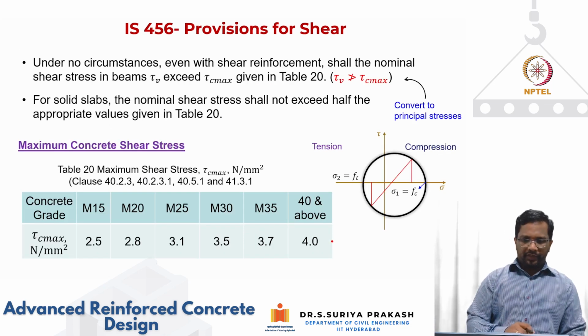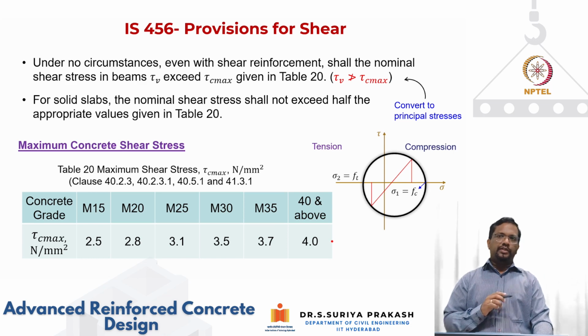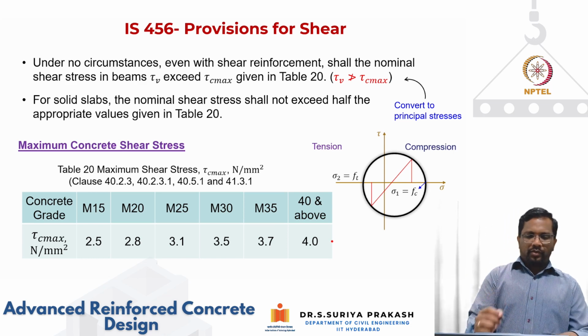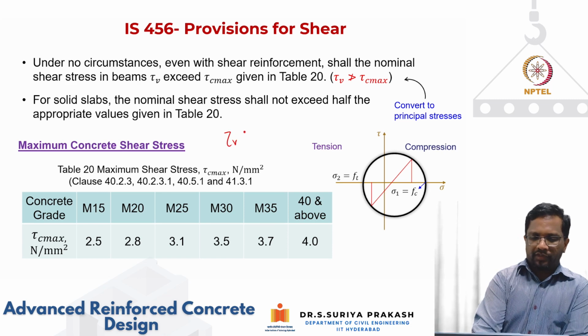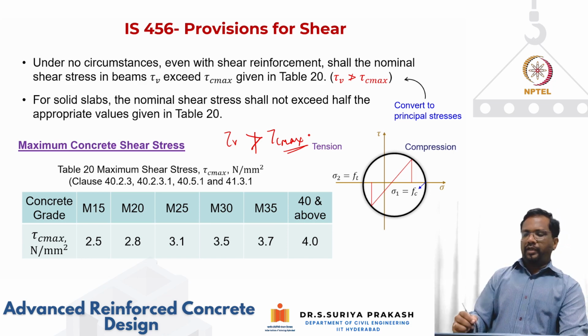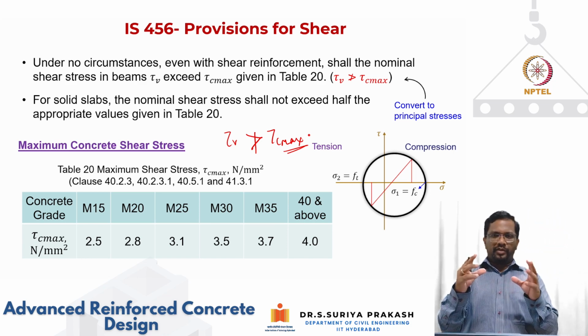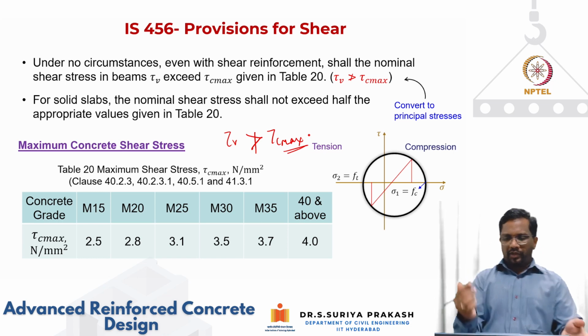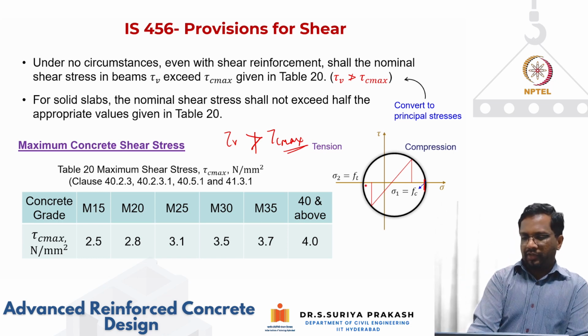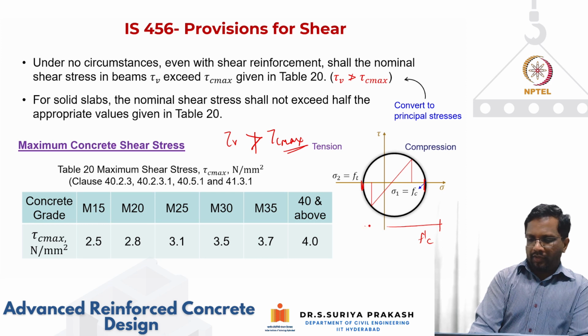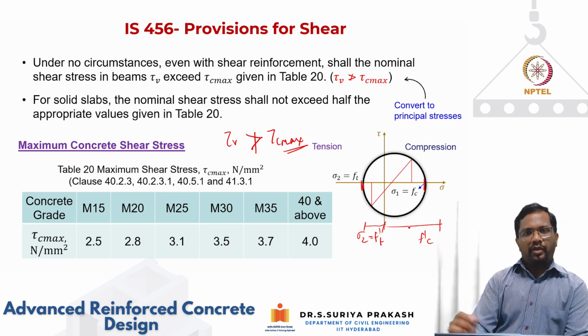Now Pu is the axial compression, Ag is your gross area, and fck is your characteristic compressive strength of concrete. There is also another reason the code is saying your nominal shear stress, tau v, can never be more than tau c max. The reason is again the shear in an element with a generalized stress state. If you draw the Mohr circle, you will get principal compression and principal tension. Now we have said sigma 1 can also reach your compressive strength f prime c if you are not careful. But most of the time, sigma 2, which is the principal tension, will reach your tensile strength. But it is not necessarily true all the time.